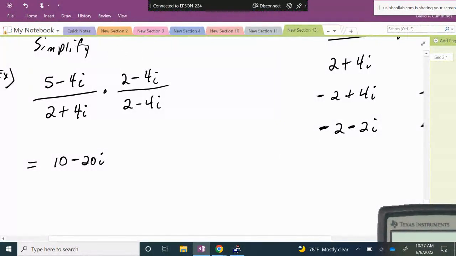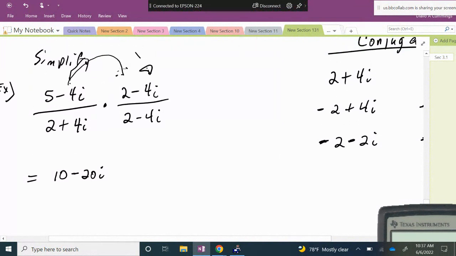I'm also going to distribute negative 4i. I'm going to multiply negative 4i by 2, and I'm going to multiply negative 4i by negative 4i. So negative 4i times 2 is negative 8i. Negative 4i times negative 4i, well, a negative times a negative is a positive. 4 times 4 is 16. i times i is i squared. And I'm going to simplify that in just a second.